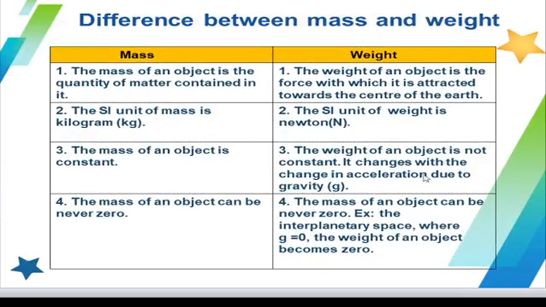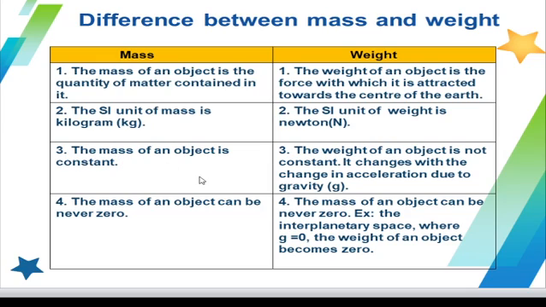Already we know well mass and weight. The mass of an object is the quantity of matter. The weight of an object is the force with which it is attracted towards the center of the earth. Here the SI unit of mass is kilogram, and the SI unit of weight is Newton.